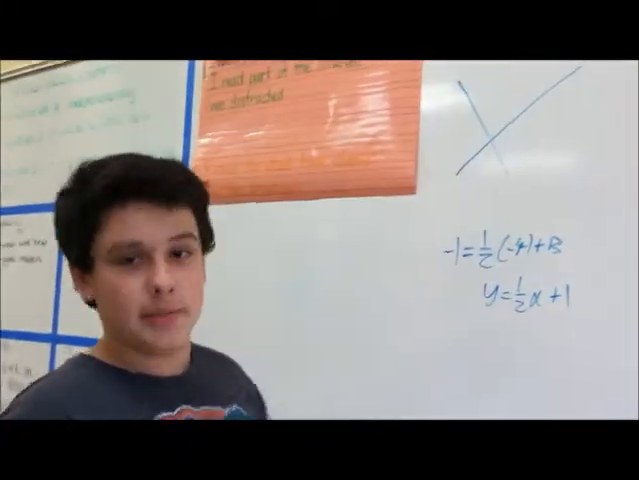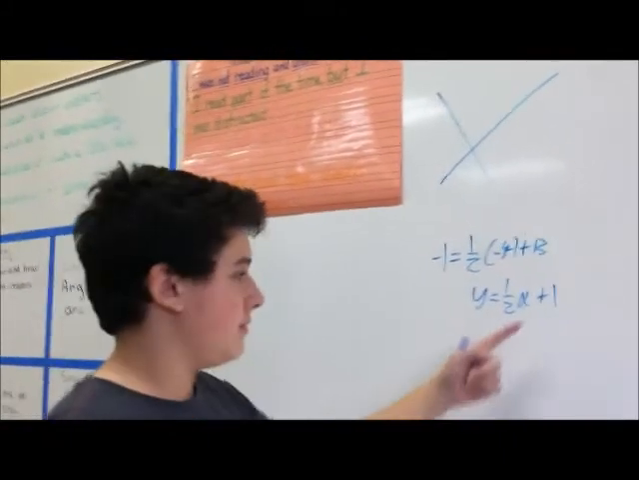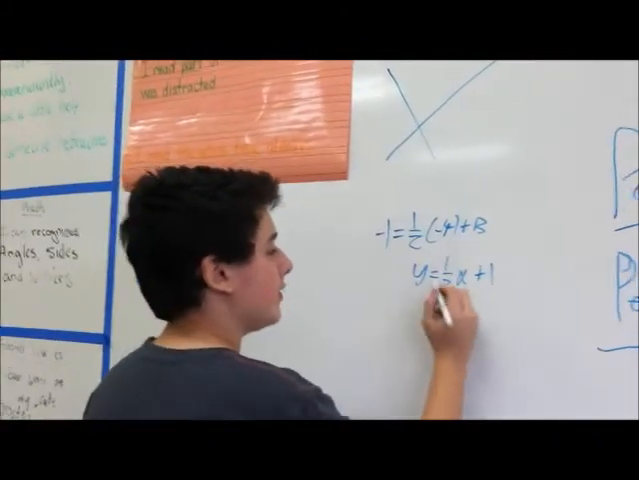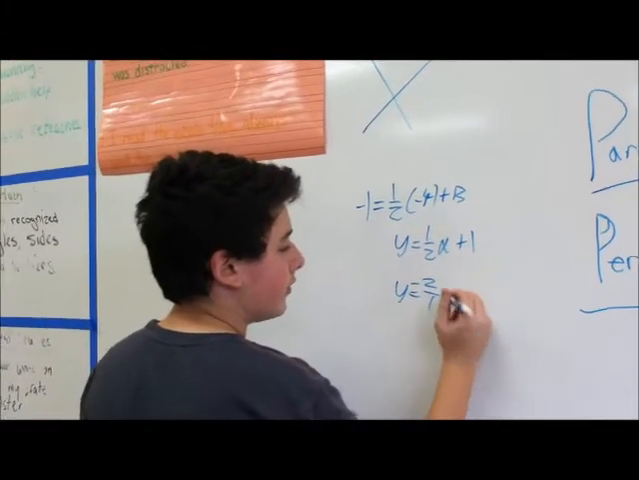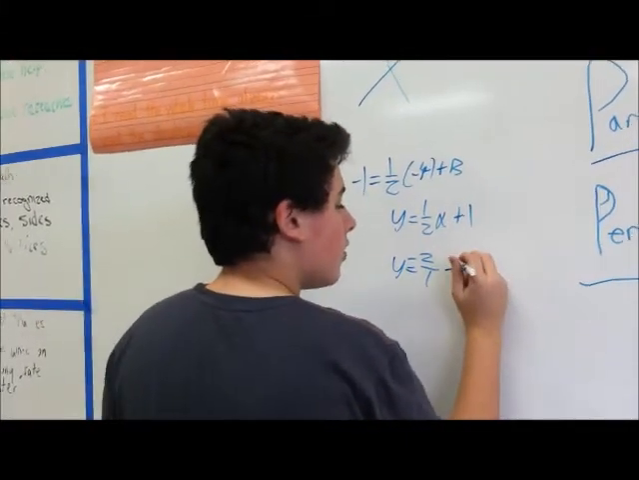That's our slope. But the problem is this has to be the opposite. The slope has to be the opposite, and so does the y-intercept. So to do that, you would have to flip the sign. Y equals negative 2 over 1 x minus 1.